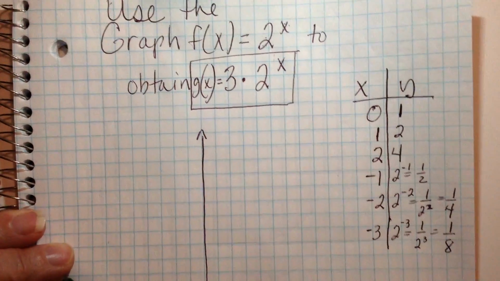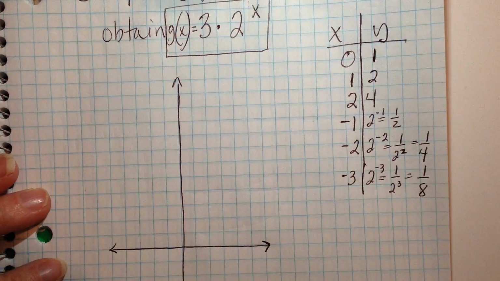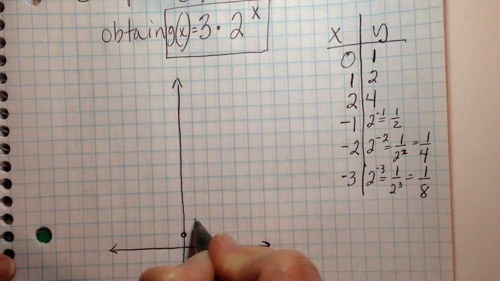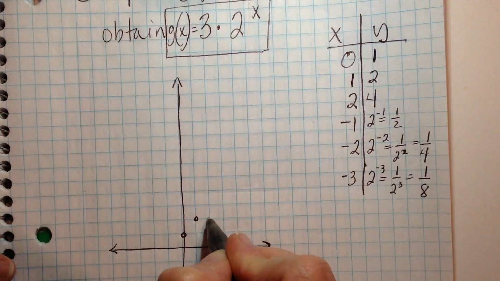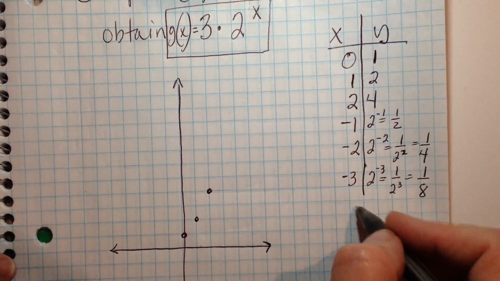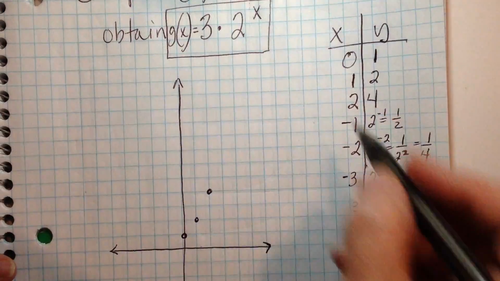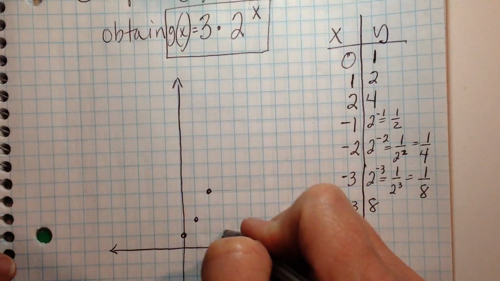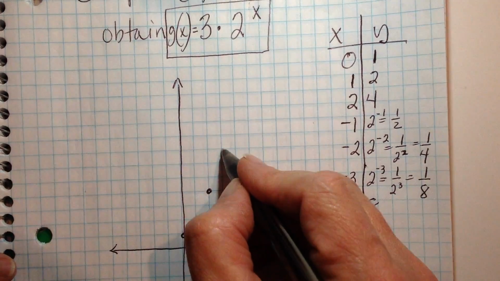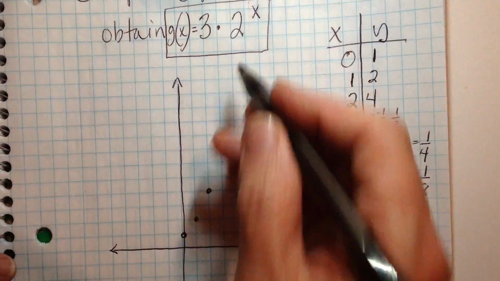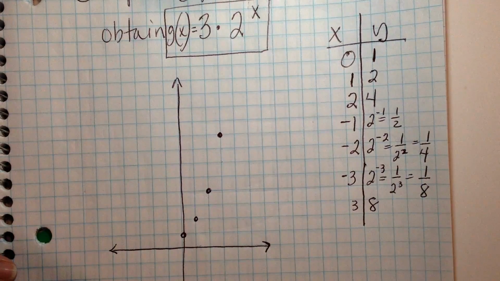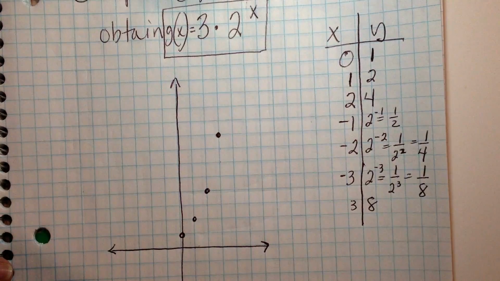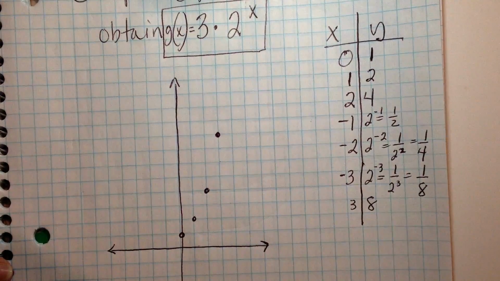So let's graph the original graph, the parent graph. So 0, 1, 1, 2, over 2 up 4. Actually, I could have gone ahead and used 3. 2 to the third would be 8. So I could go over 1, 2, 3 and up 8. You can plug in as many numbers as you want, actually. But I'm just trying to pick a few positives, pick a few negatives for us to get the idea of what the graph looks like.